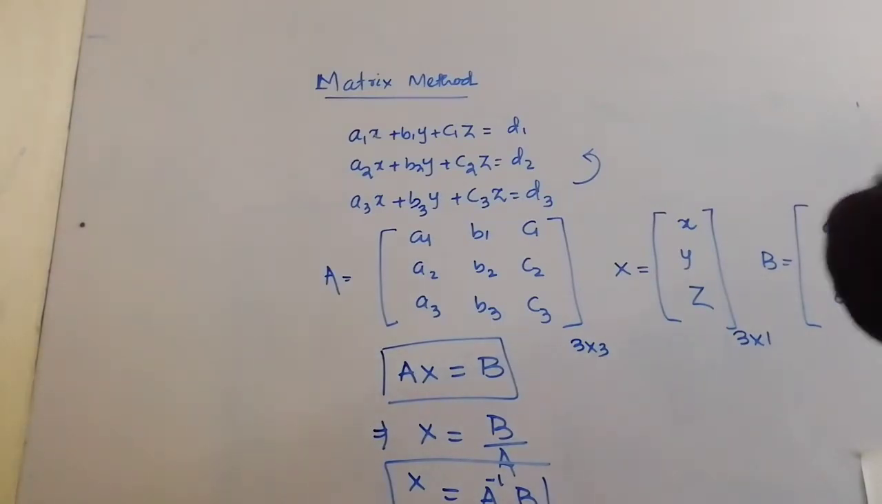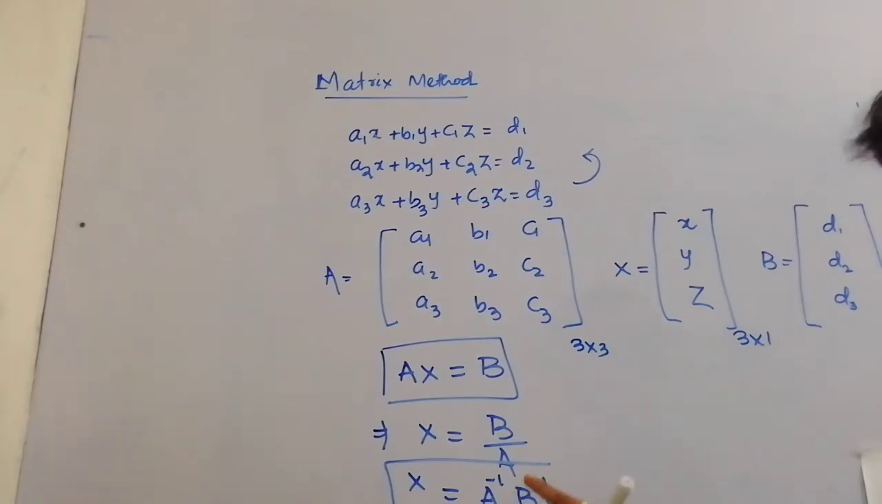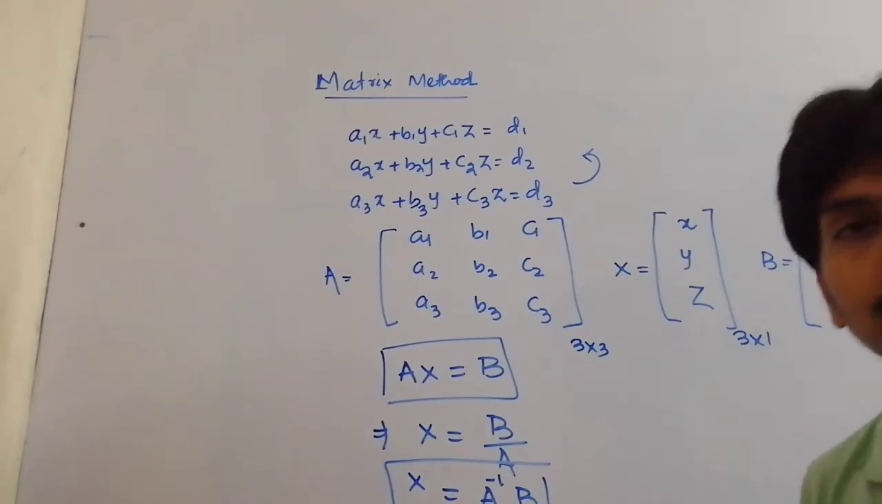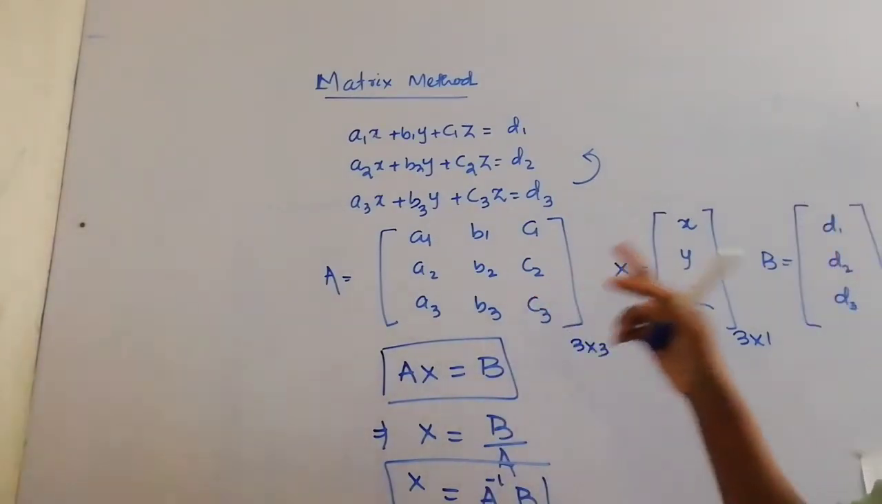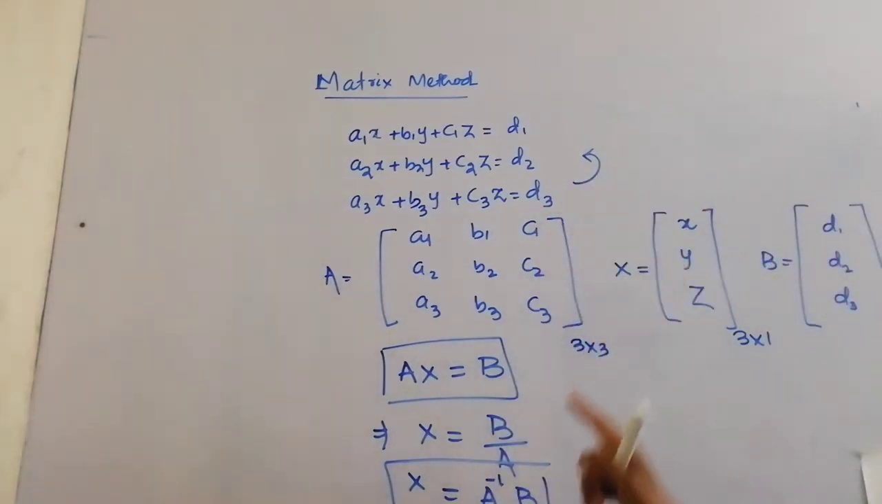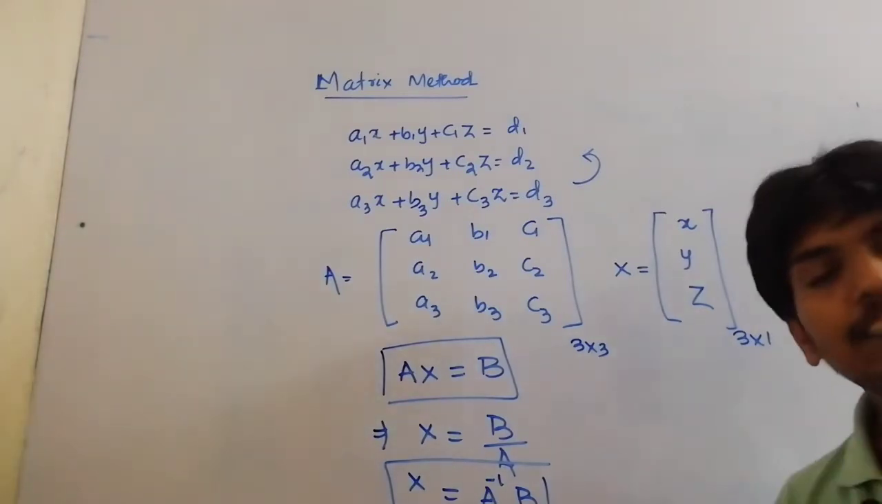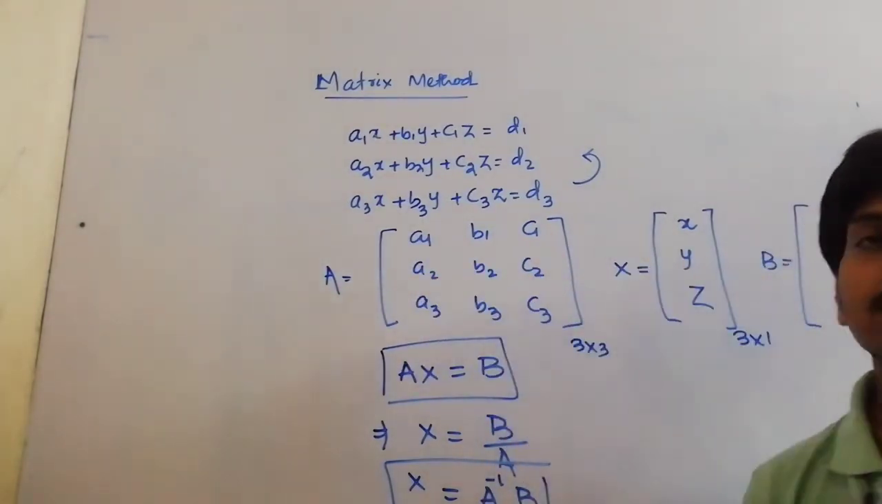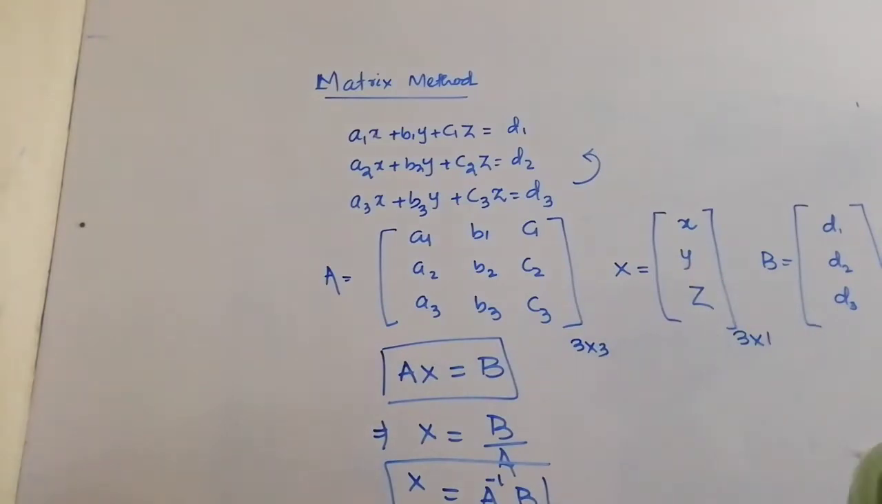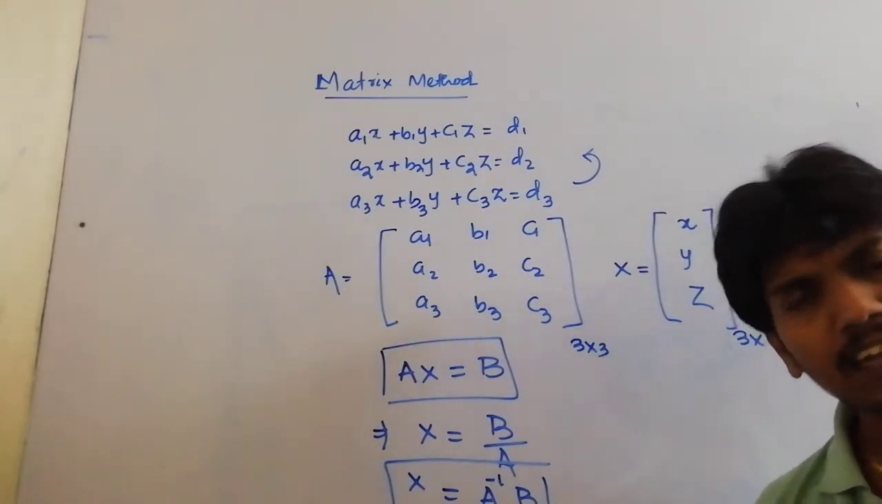Before finding the A inverse, first you check whether A is a singular matrix or non-singular matrix. If A is a singular matrix, then you cannot find the value of x, y and z, because singular means the determinant value of that matrix is 0. If this is 0, the inverse does not exist. If the inverse does not exist, how can you find out x, y and z?